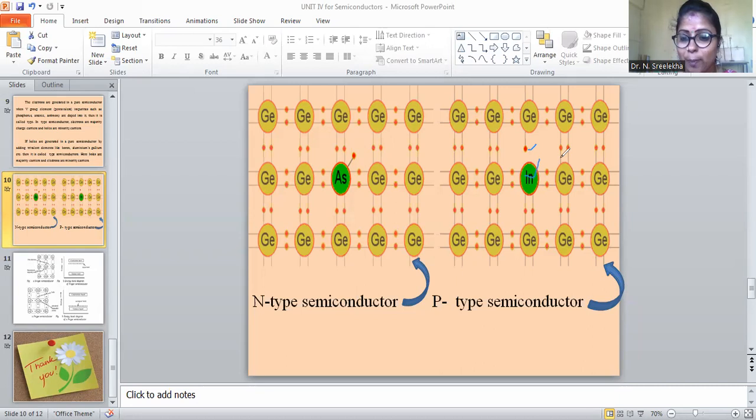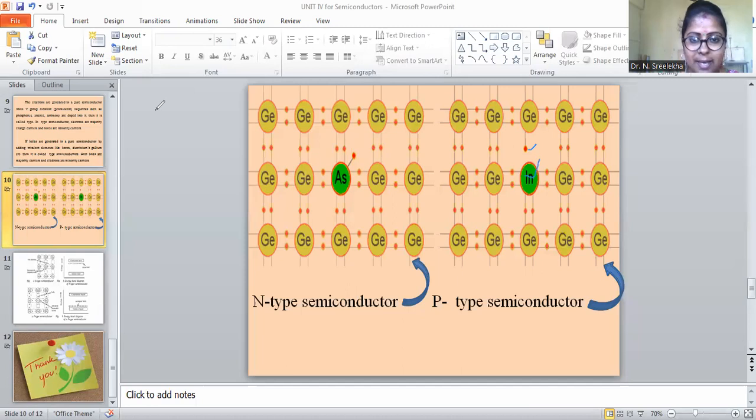So like this, by doping the trivalent impurity into the pure form of semiconductor, a number of acceptors are created. Those acceptors exist in the acceptor energy level.